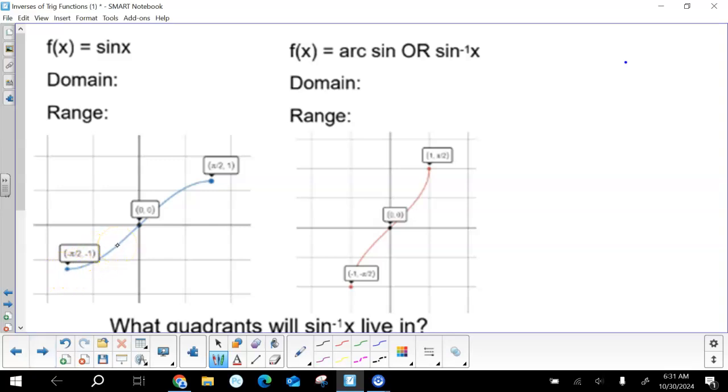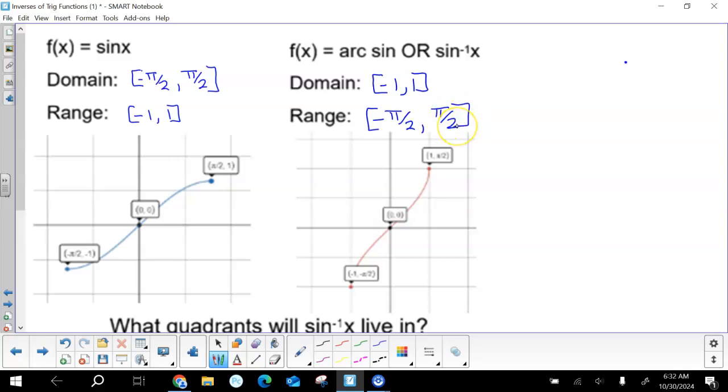So here my domain is negative pi halves to positive pi halves. I just took a portion of that graph. And of course, my range is still -1 to +1. So now if I take this graph and flip it, changing my x and y axis, this little piece, its inverse is one-to-one. Of course, when you take the inverse, the domain and range change. So my domain is now -1 to +1, and the range here is negative pi halves to positive pi halves.